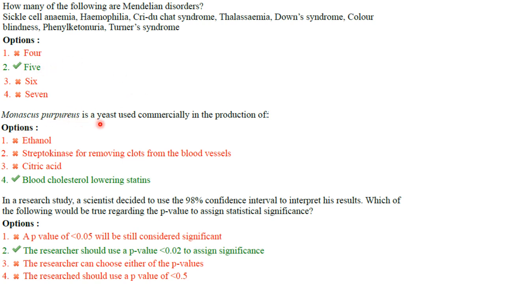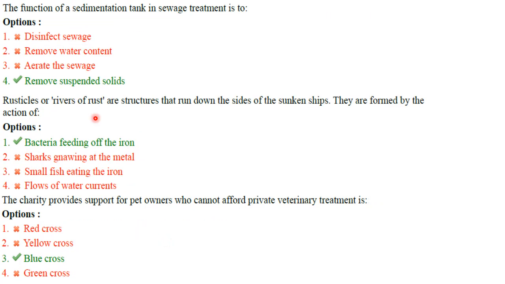Monascus purpureus is a yeast used commercially in the production of blood cholesterol lowering statins. In a research study, a scientist decided to use a 98% confidence interval to interpret his results. Which of the following would be true regarding the p-value to assign statistical significance? The researcher should use a p-value less than 0.02 to assign significance. The next one. The function of a sedimentation tank in sewage treatment is to remove suspended solids.